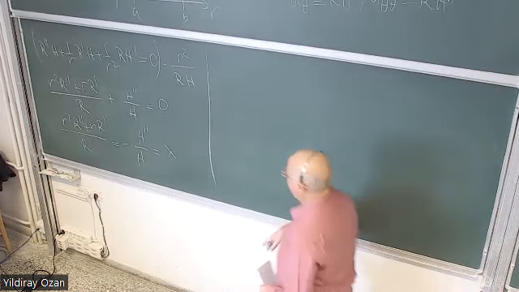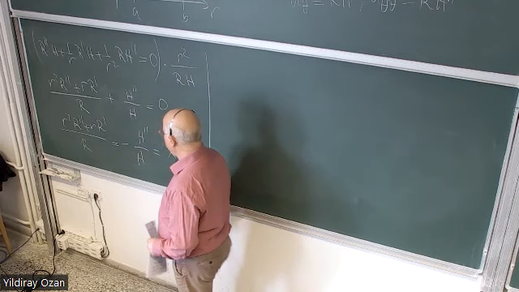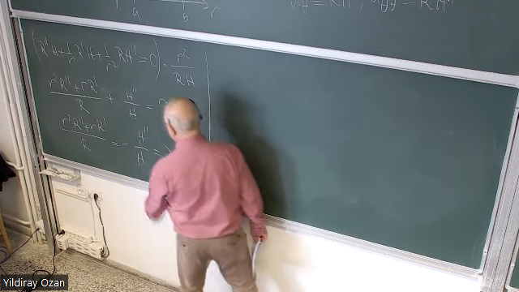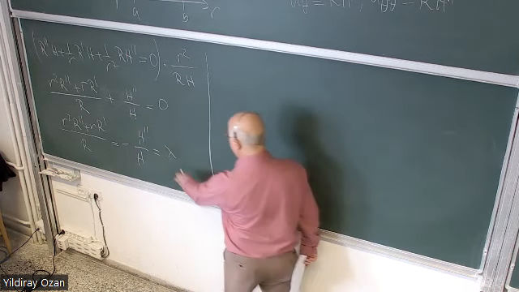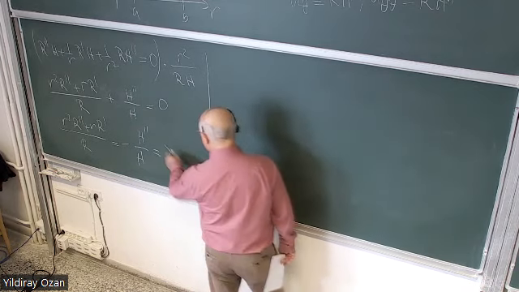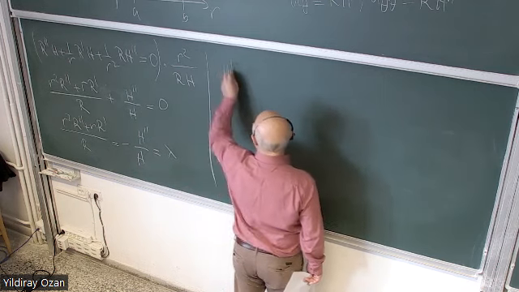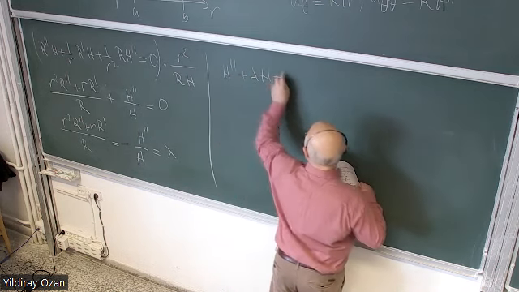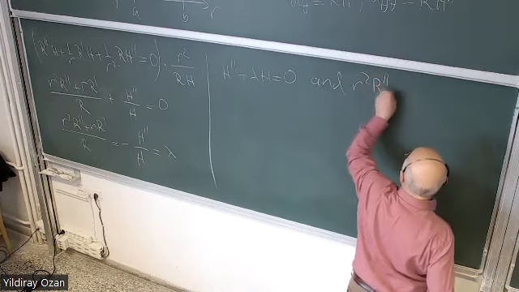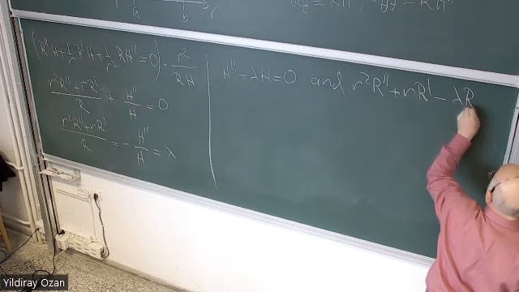Nevertheless, we have these two equations because they are functions of different variables and they are equal to each other. That's possible only if both of them are constants, and that common constant we call lambda. So we have to determine this lambda also. From this one, we get this equation. And from the other one, we get r squared R double prime plus r times R prime minus lambda times R equals 0.